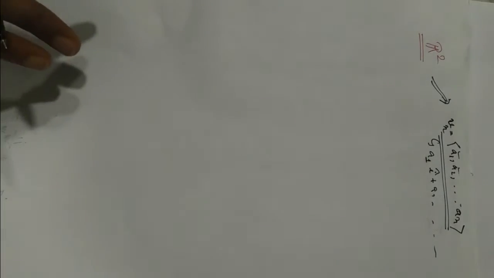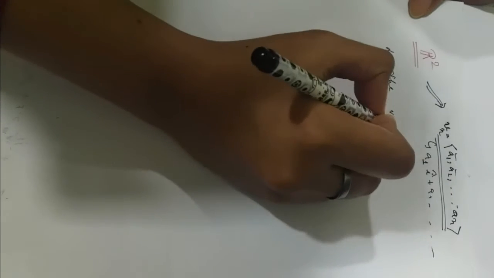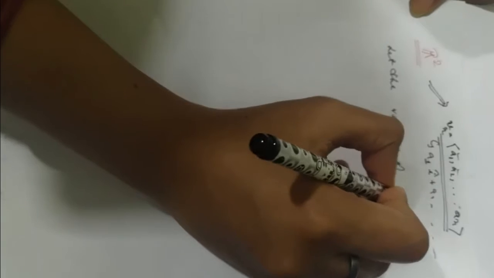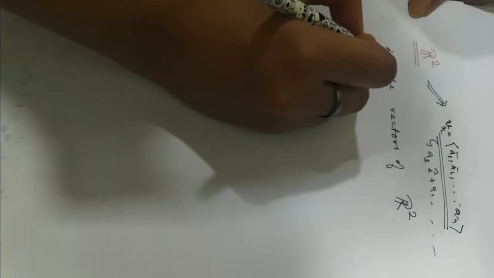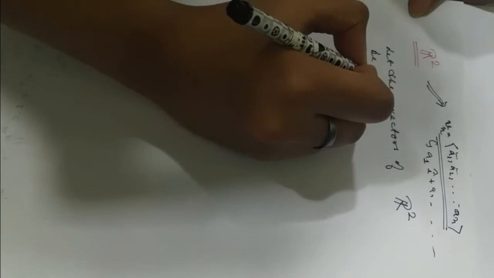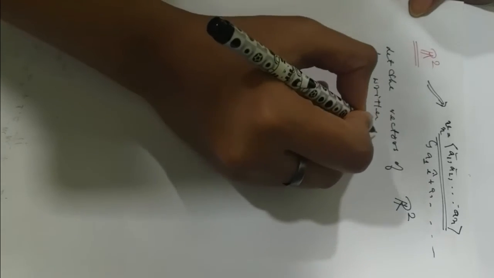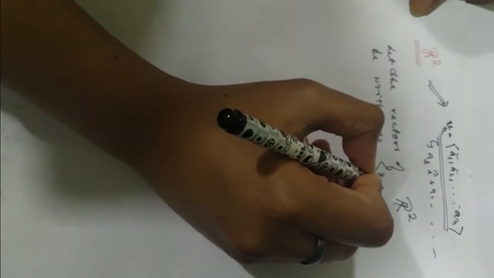Okay, so now let's try to see that actually the vectors of the two-dimensional coordinate space form a vector space. So one by one we will prove the axioms, right? So let the vectors of two-dimensional coordinate space be written as xy, right?